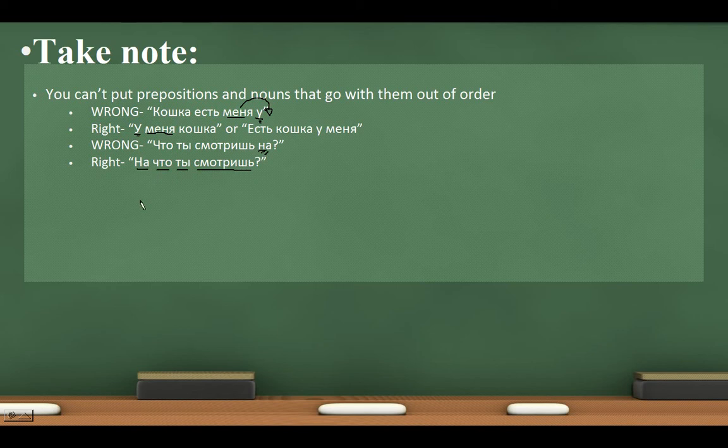And I'm assuming that the people watching this video are intermediate speakers, and they already have some familiarity with verbs and tenses in Russian. I, of course, will do some more lessons on verbs and tenses, but if you don't know much about it, just know that this means at what, and then you looking. So it's at what are you looking.